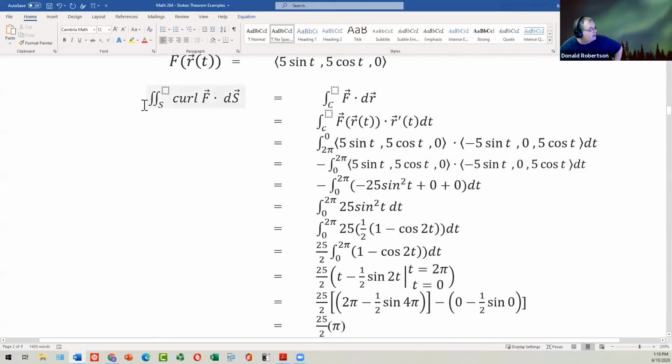And so here we are. Original question, find this surface integral. Turn it into a line integral that's got the same value. That's what Stokes' theorem says you're allowed to do. That particular line integral is going to be over a circle. This function here is f converted into parametric form, dot product with the derivative of r, which is that piece, dt.